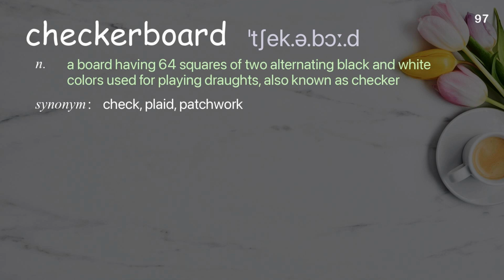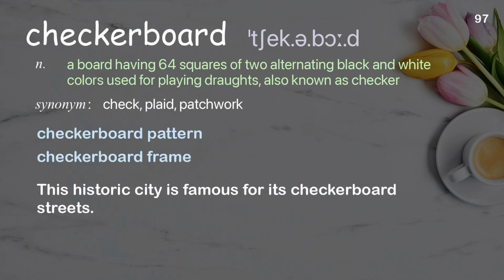Checkerboard. A board having 64 squares of two alternating black and white colors used for playing drafts, also known as checker. Examples: Checkerboard pattern. Checkerboard frame. This historic city is famous for its checkerboard streets.